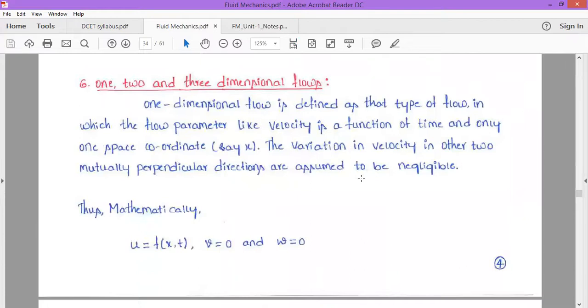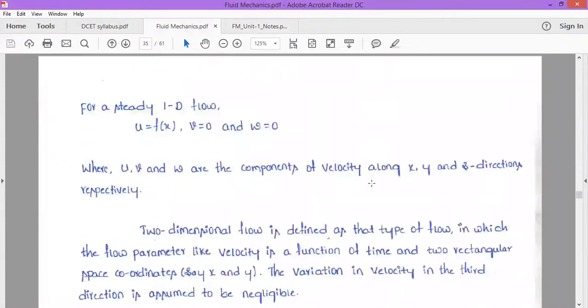Then we are having the last one: one dimensional, two dimensional, three dimensional flow. If any of the fluid characteristics changes or varies with respect to only one spatial coordinate, let's say x direction, then we can say one dimensional flow. If any of the properties changes with respect to two spatial coordinates x and y, two dimensional. Three, if properties change with respect to three coordinates, three dimensional flow.